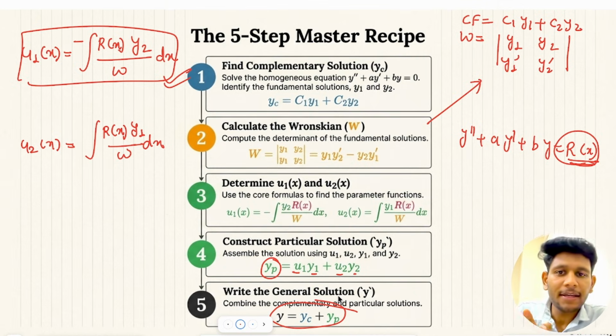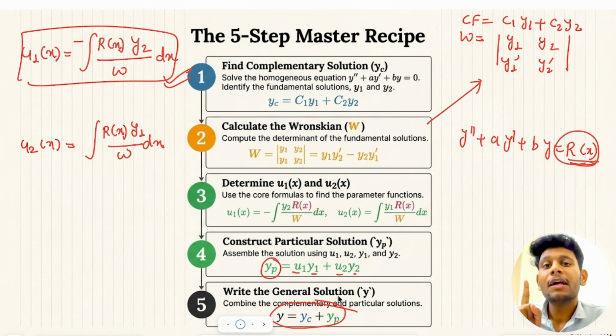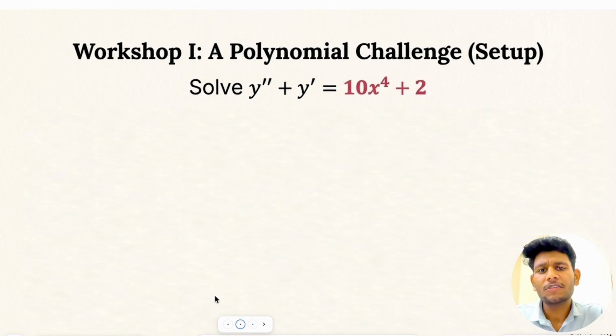How to write? Integration of the right-hand side divided by the Wronskian, and then what? Whenever you are finding u1, just write y2. Whenever you are finding u2, just write y1, and then integrate it. The first one will be minus, the second one will be plus. Okay, this is the story.